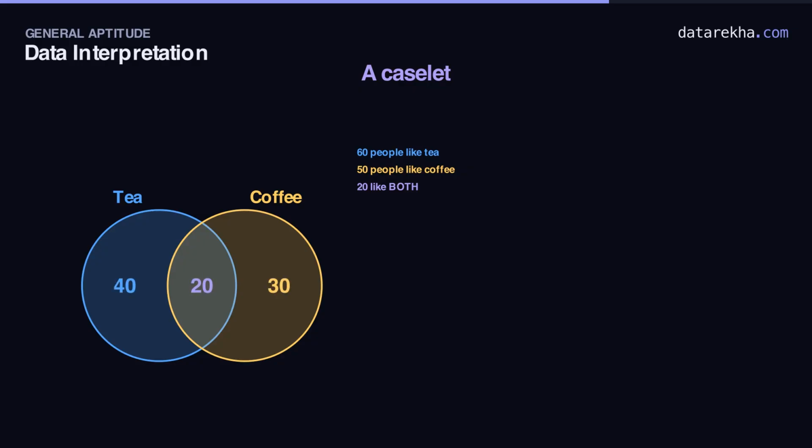So tea only is 60 minus 20, 40. Coffee only is 50 minus 20, 30. Adding a plain 60 and 50 would count those 20 twice. So the count who like at least one is the size of the union. Tea plus coffee minus the overlap counted twice. 60 plus 50 minus 20, 90 people. Subtracting the intersection is the whole game with overlapping groups.